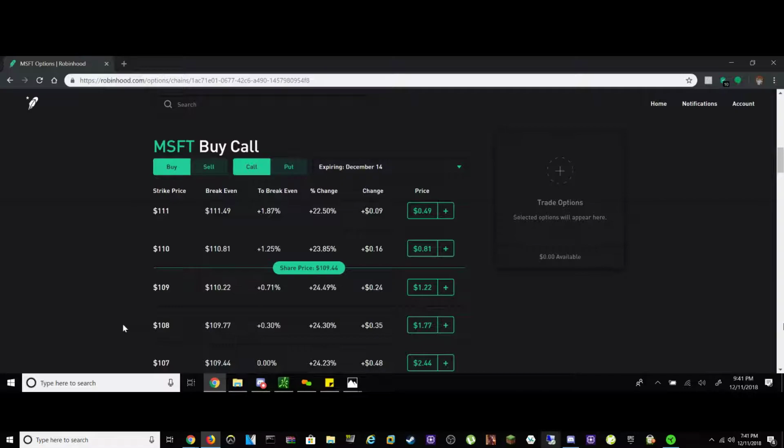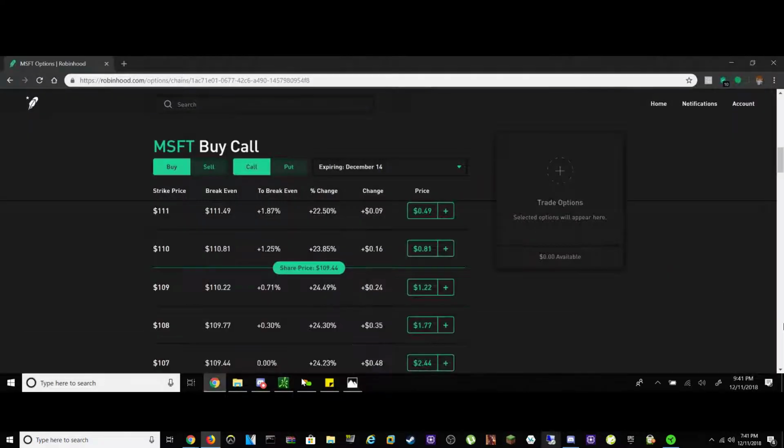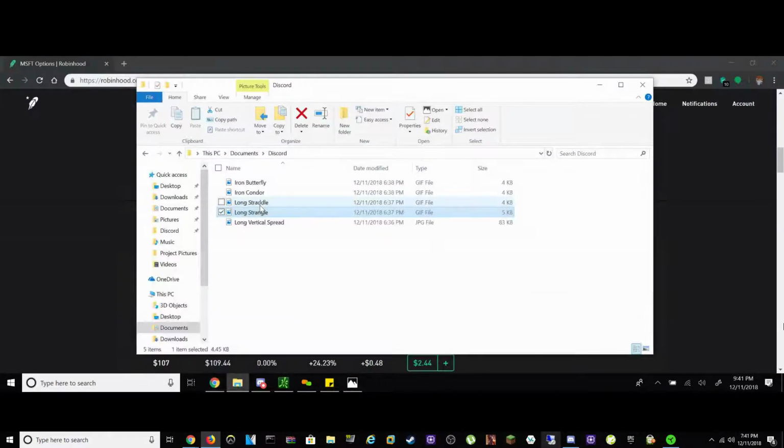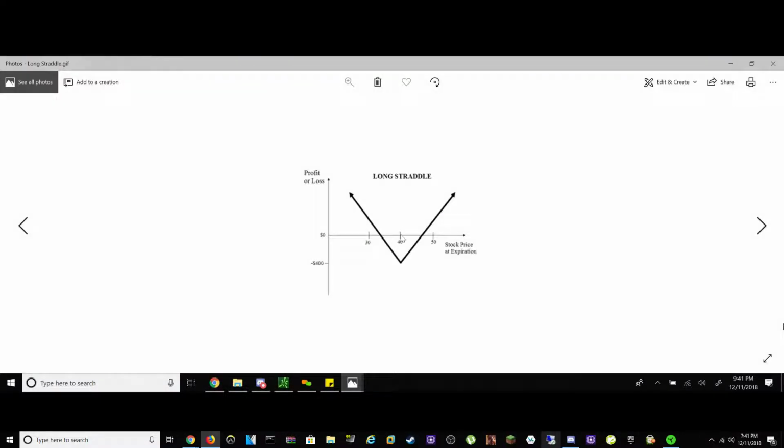So if I go back to this picture here, if that stock stays in this area right here, this strike price, this is a strangle, I'm sorry. Man, I'm really out of it today. All right, if it stays in between here, this is where you lose money, okay? But no matter if you get to this point or to this point, you're making money, and the profit is unlimited. There's no cap on this.